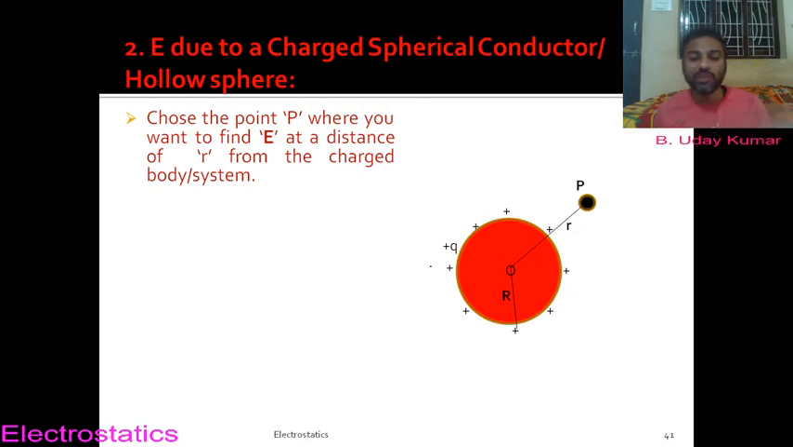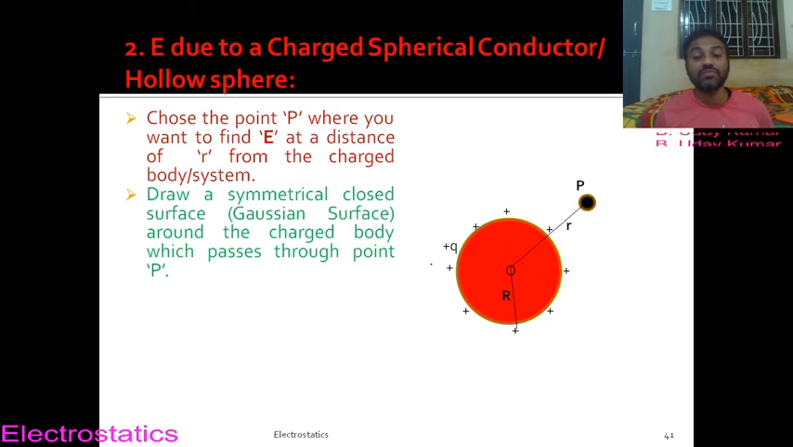Okay, fine. So point P is chosen. Next, what do we have to do? We have to construct the Gaussian surface, which is symmetrical again. Okay, is that clear? What we did in our last topic, we just repeat the same.